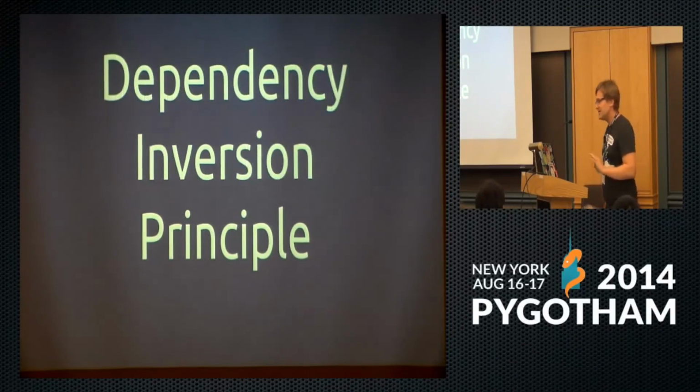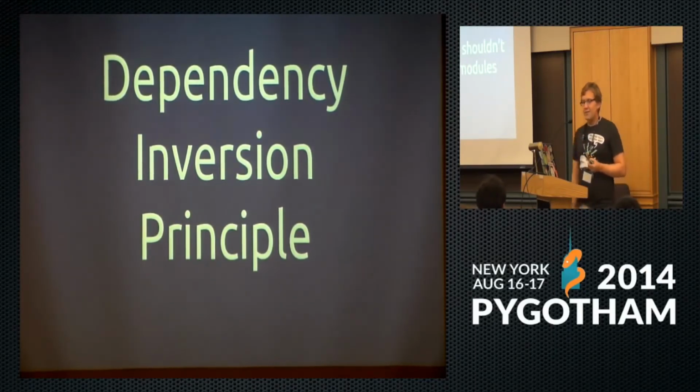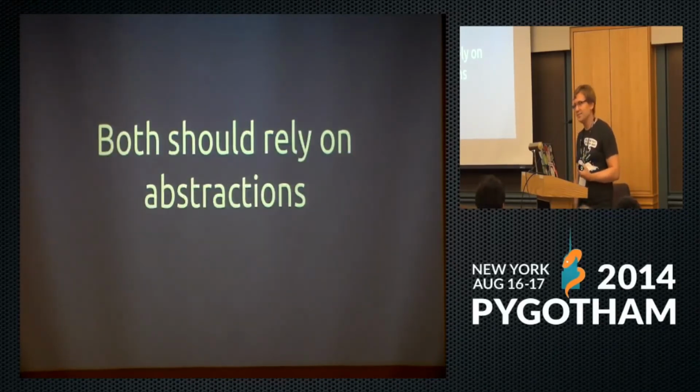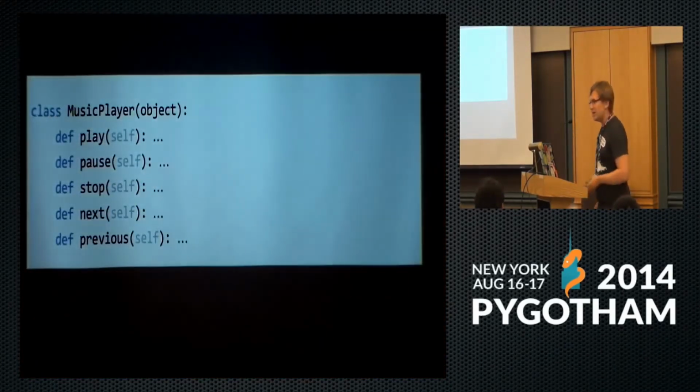So the last SOLID principle here is the dependency inversion principle. This one is my favorite. It says high-level modules shouldn't rely on low-level modules. Both should rely on abstractions. Again, in C++ and Java, you have the interface, you have the virtual classes. This is Python, so abstractions are literally abstract. There's nothing there. So this is so abstract, I need a concrete example here.